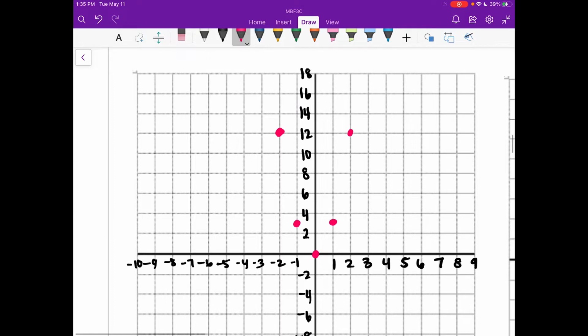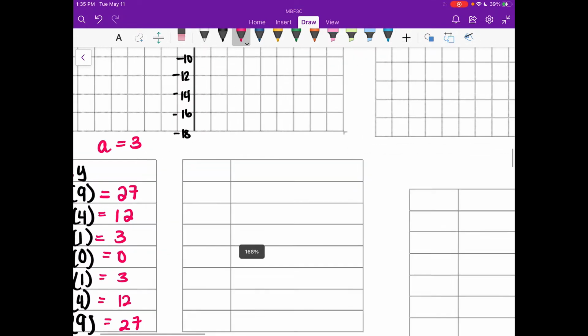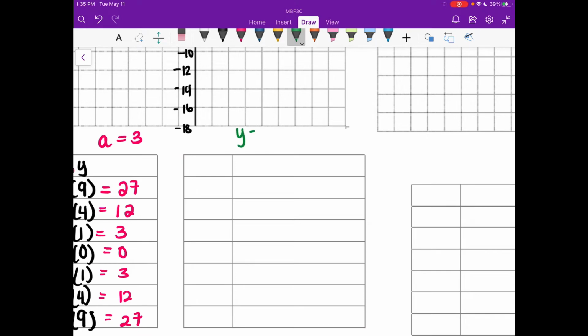So I know that my y equals 3x squared graph will look something like, I'm just going to draw it in like this. Okay, and I just like to label my graph, so this is y equals 3x squared. We're going to do the same thing now, except we're going to do it with y equals 4x squared.